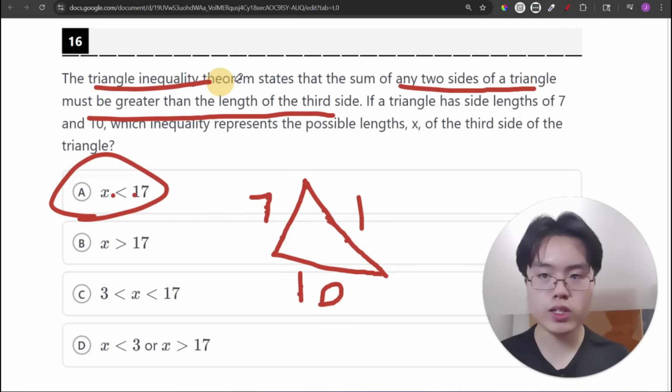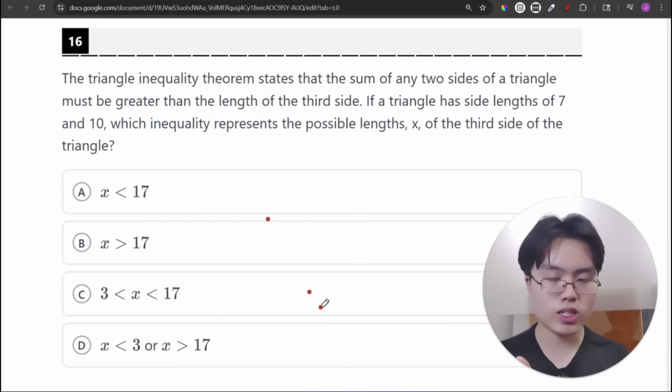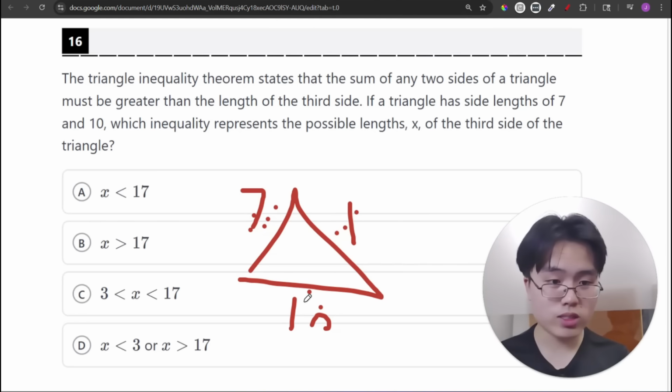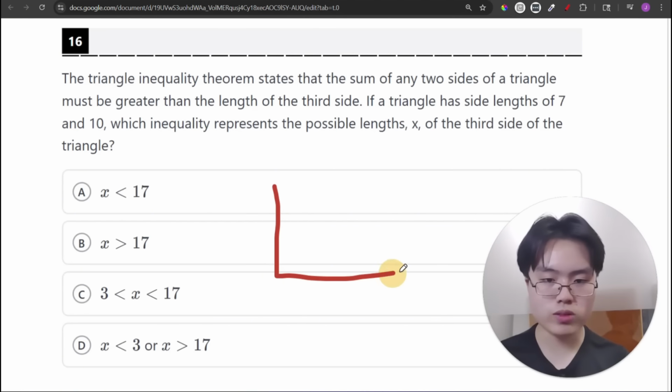Would that still satisfy the triangle inequality theorem? Because remember, it says any two sides of a triangle. It doesn't say that it has to be specifically these two sides, like 7 and 10. It could be this side length and this side. If you add these two side lengths, 7 plus 1, that equals 8, which is less than 10. So it can't be 1, actually. So there actually is a minimum too, not just a maximum, but a minimum side length for this triangle.